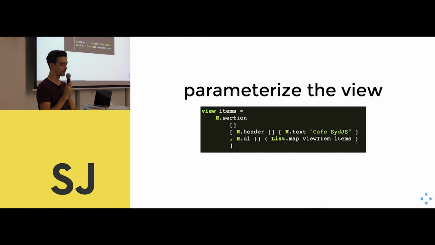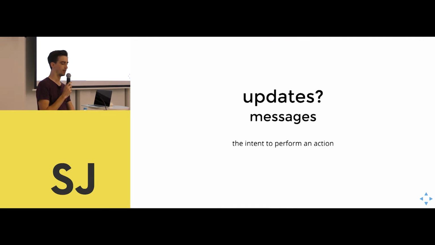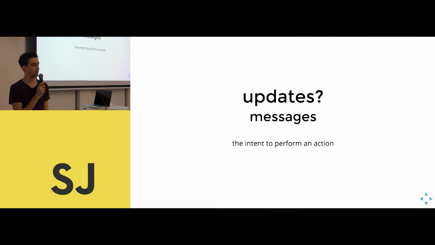So we just need to change our view slightly because earlier, if you remember, it was reaching out and grabbing the global items, but now we're passing it in as an argument. So that's the one change we need to make to view. And updates, what are updates?